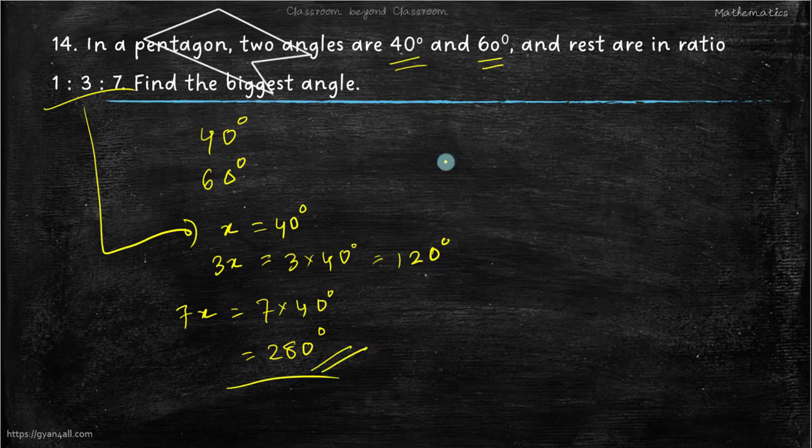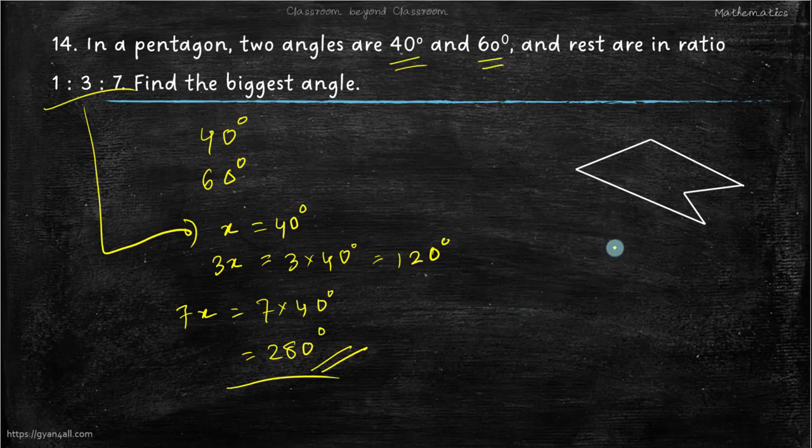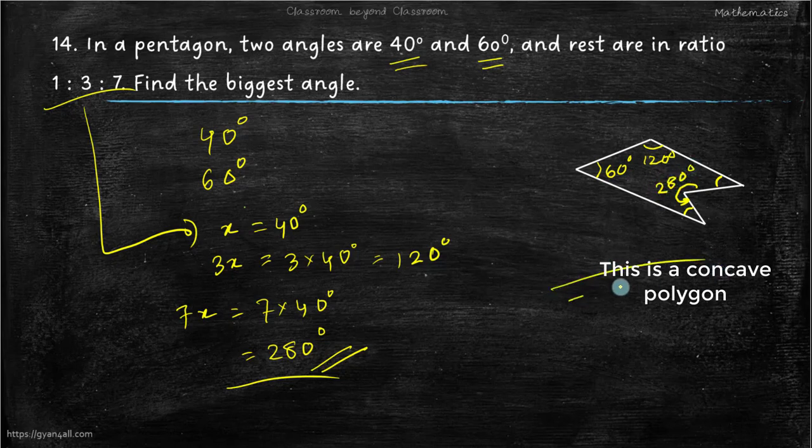It is good practice to try to draw the angles also. Like this, this is 40 degrees, this is 40 degrees, this is 120 degrees approximately, this is a rough diagram only, and this is 60 degrees, and this angle is 280 degrees. This way you can solve problems on pentagons from chapter 16A.